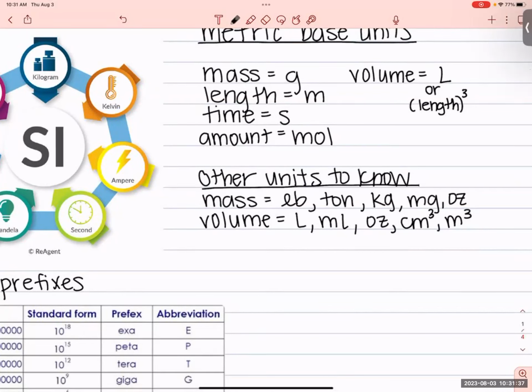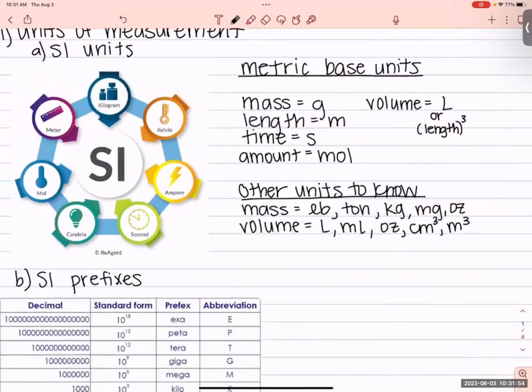Time, we're really only going to use seconds, and amount, we're really only going to use moles, but there are some other units. And then there are multiple units for pressure, which we'll talk about when we get into gas laws. There are units for lots of other things, but these are the main ones that you'll need to be familiar with.